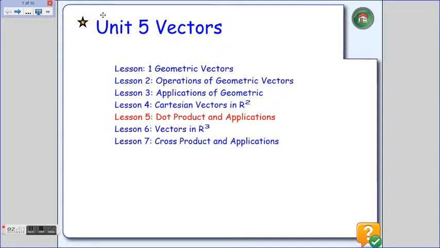Now, so far in Cartesian vectors, we learned how to add and subtract Cartesian vectors. We also learned how to multiply a Cartesian vector by a scalar.